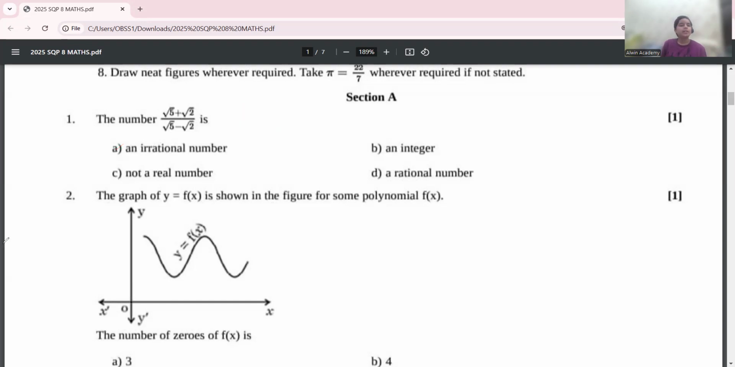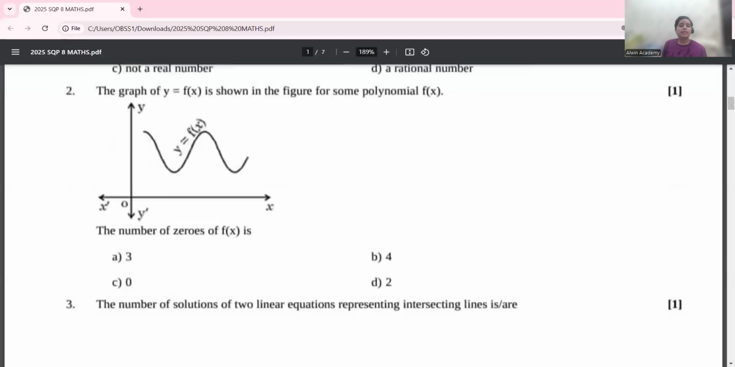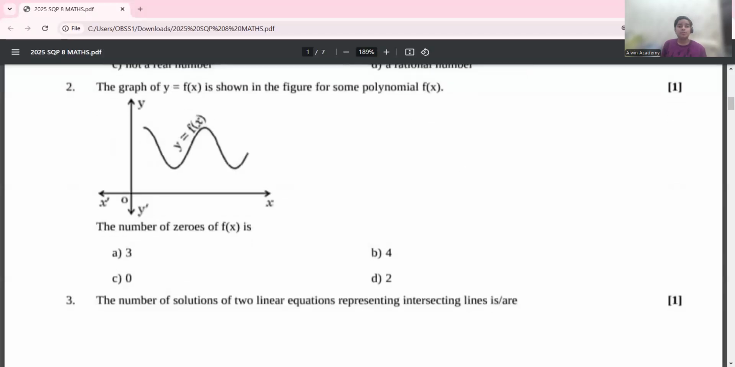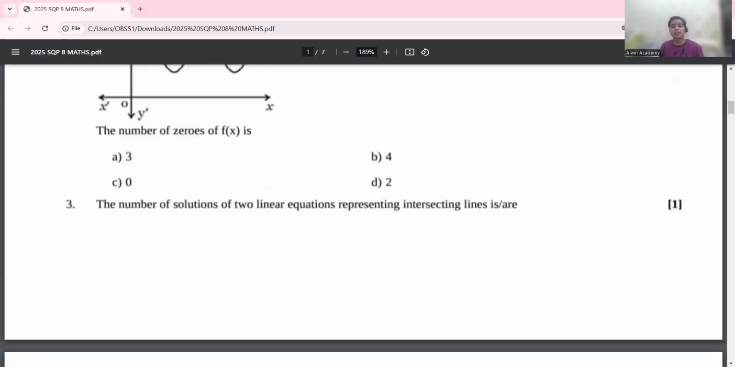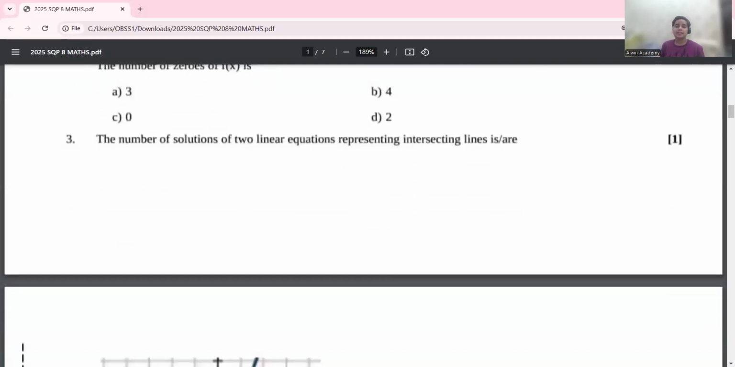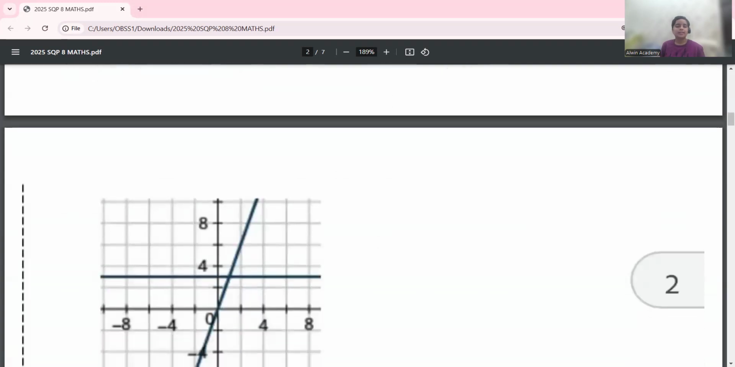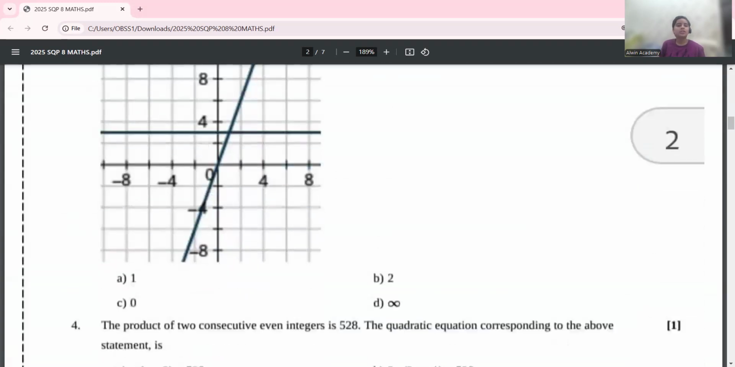Moving to the next question, the graph of y is equal to f(x) is shown in the figure for some polynomial, number of zeros. Now the zeros are basically the points where the x-axis has been cut. Here the graph does not cut the x-axis anywhere, hence the answer is option C, 0. Going to the next question, the number of solutions of two linear equations representing intersecting lines. Now, that is a straight question. Intersecting lines have just one solution, option A.